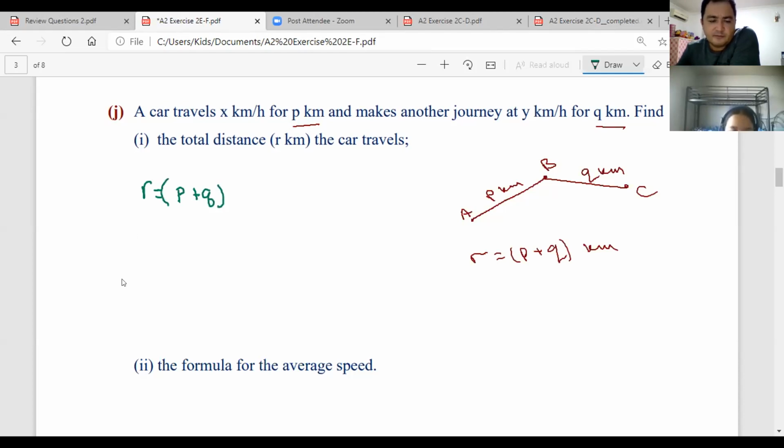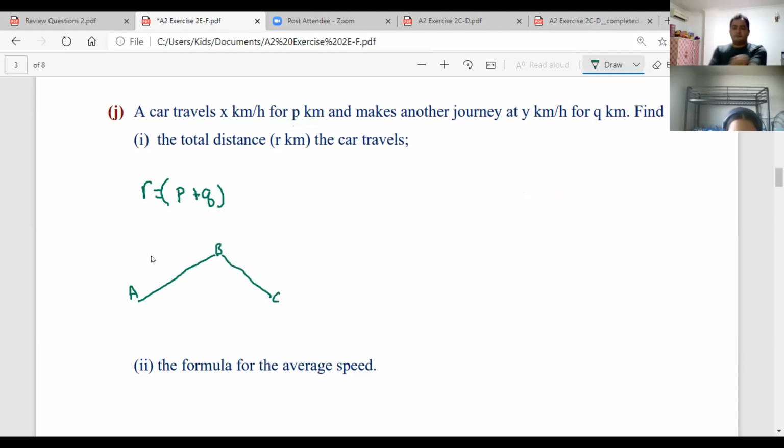Okay, I want to draw this so I can remember it. B and C. So that is P kilometers, and that is Q kilometers. And do we multiply it by X and Y? No. Why should you multiply? Because the distance from A to B is P, from B to C it is Q. The question is the total distance, right? The total distance, yes, P plus Q.